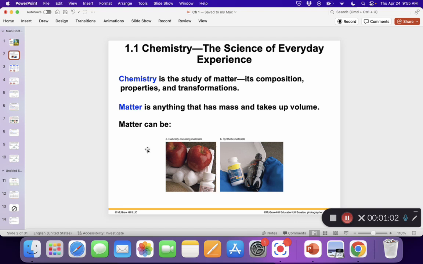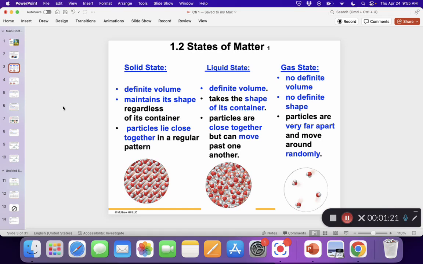Matter can be simple things like the chalk I'm writing with, or the water that you are drinking, or it could be synthetic like the computer that we are using right now. Let us look at the different states of matter. Matter can exist in solid state, liquid state, or gas state. What is the fundamental difference between these states? Let's understand this by the picture shown here. The picture is the molecular view of the particles.